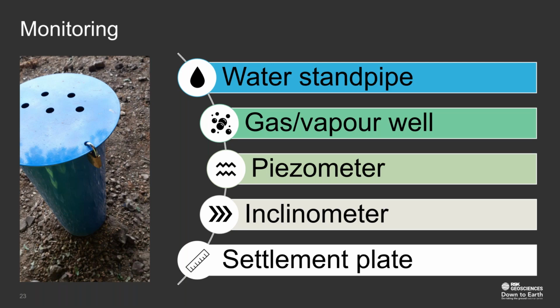During the investigation, observation wells are often installed to monitor groundwater levels and flow, in addition to gas and vapour if required. Piezometers can be installed to measure the groundwater pressure at specific depths, and inclinometers can be installed to measure ground movements. Settlement plates can also be used to measure vertical ground movement. The requirement of each of these measures will be very dependent on your ground and your conceptual site model.